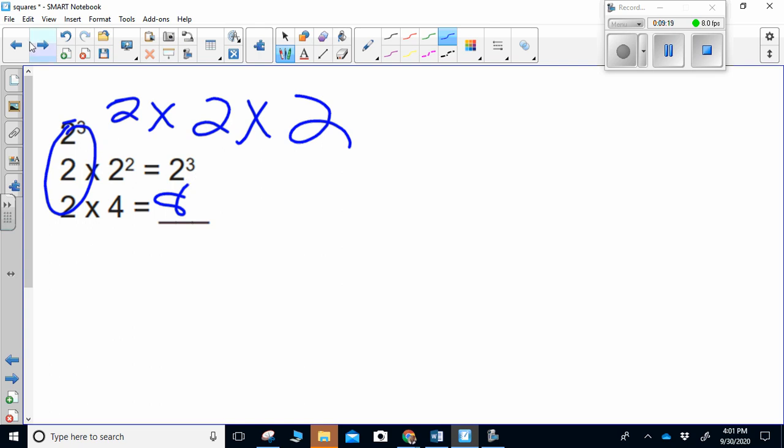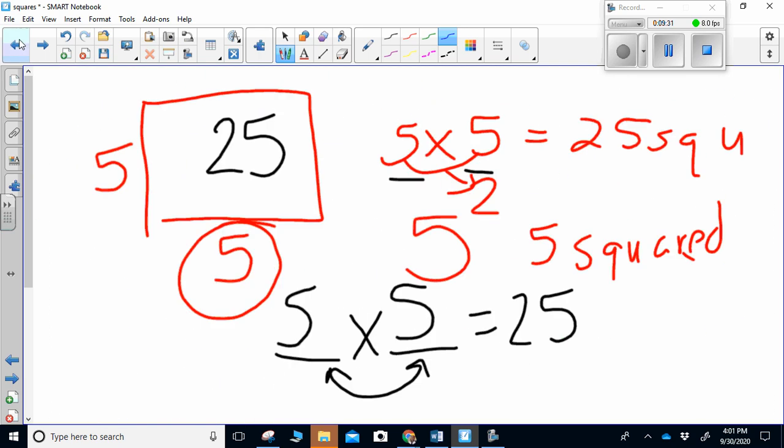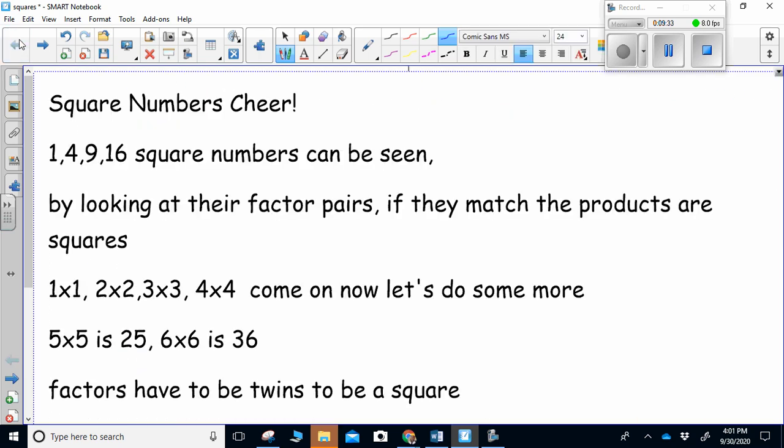All right, so with exponents, this number down here is called the base. It tells you what your repeated factor is. This number up here is your exponent. So, of course, there's a song. It's actually a cheer, and it goes like this.